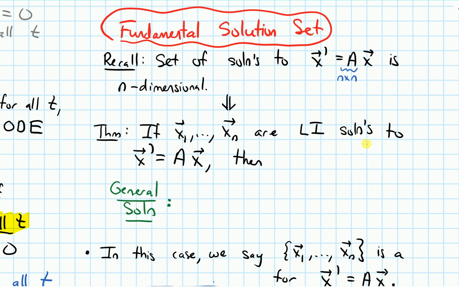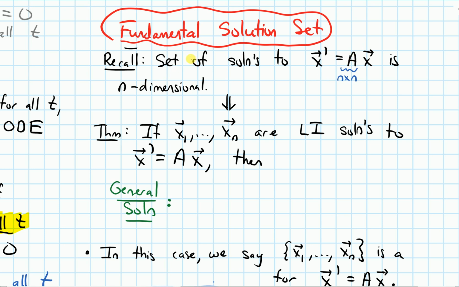In this video, we're going to talk about the fundamental solution set. Okay, so we're talking about linear homogeneous systems of ODEs. So recall, we've seen that the set of solutions to a linear homogeneous system of ODEs, something that looked like x prime equals A times x, where A is an n by n matrix, is n-dimensional, which means we should be able to find n linearly independent solutions to this.